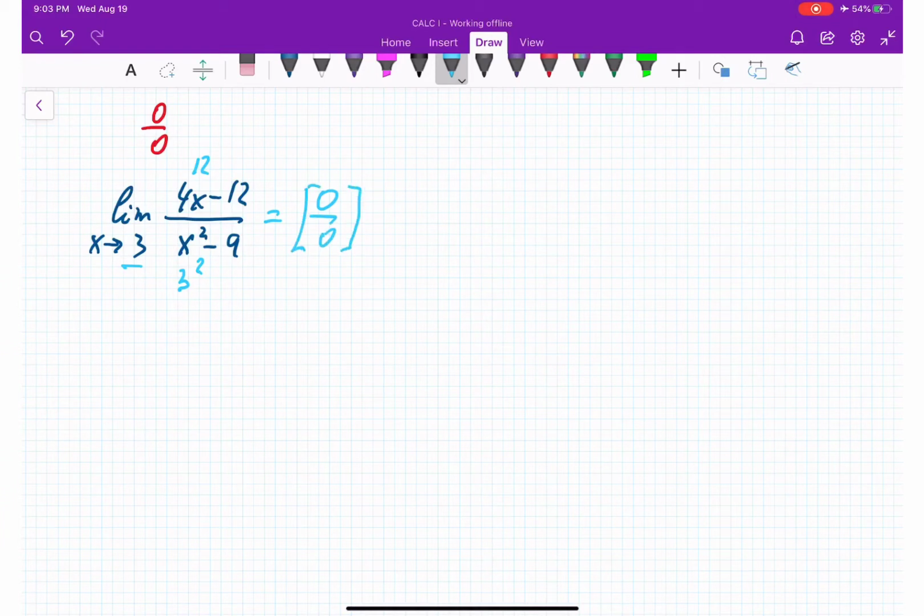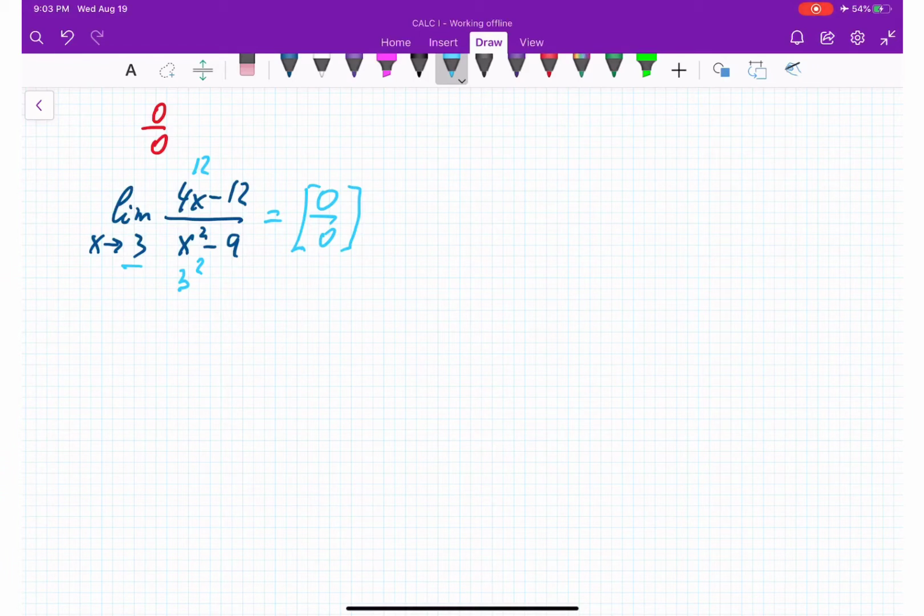So how are we going to avoid this 0 over 0? For the cases of the undefined form 0 over 0, we will try to factor it down. Either take a common factor out, or factor it down as a difference of squares, or as a perfect square, or any other way of factoring we can use. So let's see.